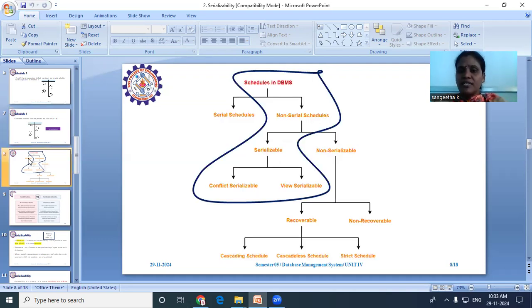In the non-serial schedule, there are two kinds: serializable and non-serializable. Under serializable, we are going to see two kinds of serializability: view serializability and conflict serializability. The non-serializable category is classified into recoverable and non-recoverable mechanisms. Under the recoverable mechanisms, the cascading schedule, cascadeless schedule, and strict schedule are used. So let me see them one by one.